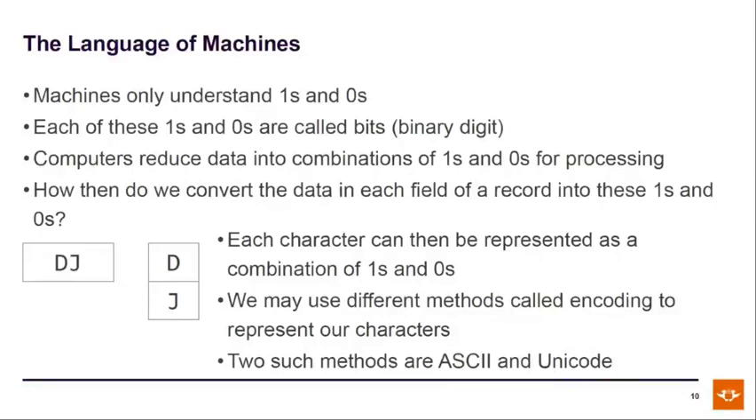All right, so machines only understand ones and zeros. So whatever you do, ultimately it gets converted into a 1 and a 0. Each of these ones and zeros is called a bit, a binary digit, and it's either a 1 or a 0. That is your bit. Computers reduce data into a combination of ones and zeros for processing. How then do we convert the data in each field of a record into these ones and zeros?